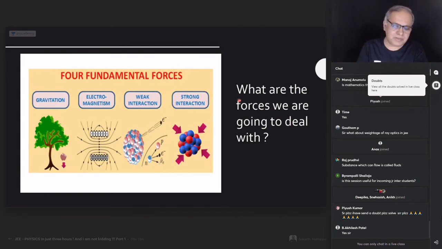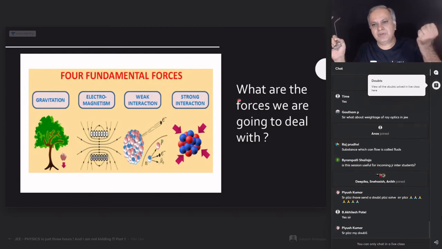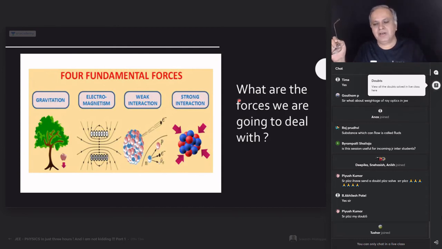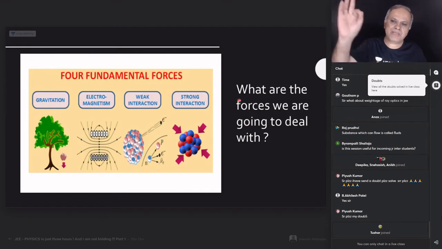What are the forces? We give names to many forces in nature, starting from muscular force to your force, my force, hitting force, tension, friction. All these words can be classified under one single word called statistical forces.